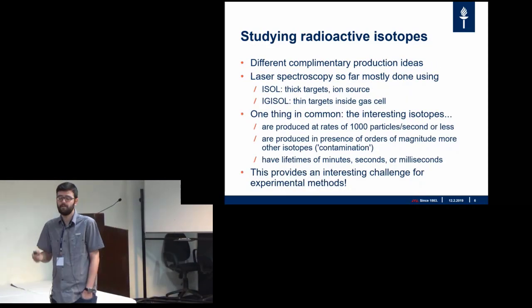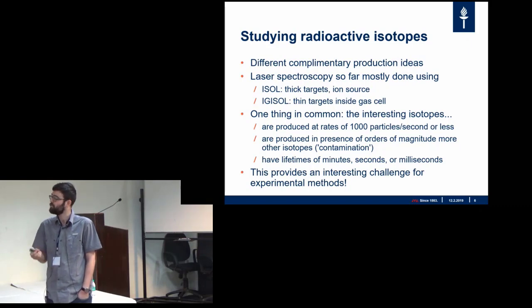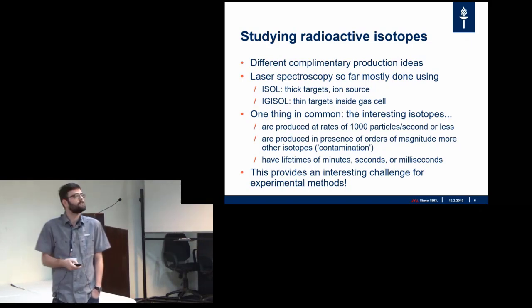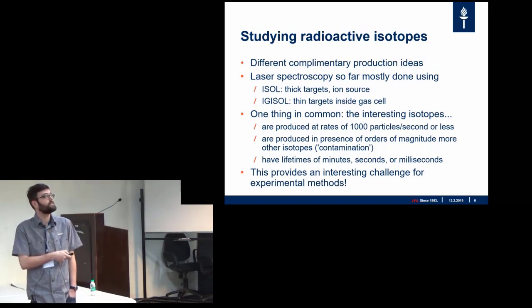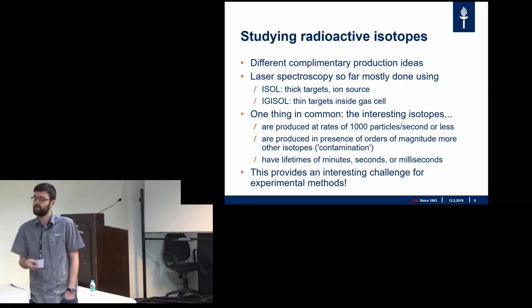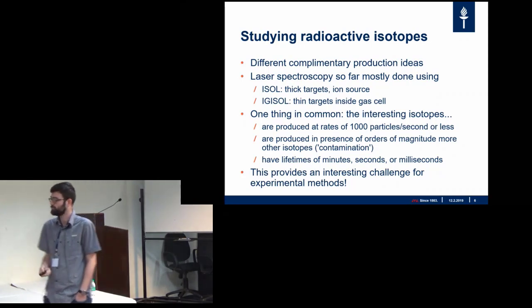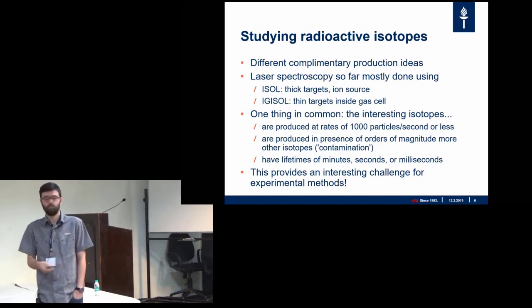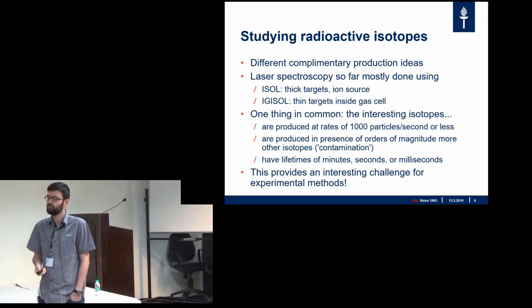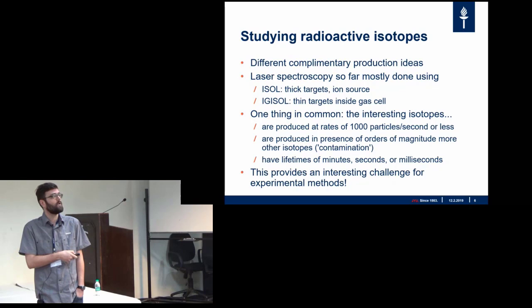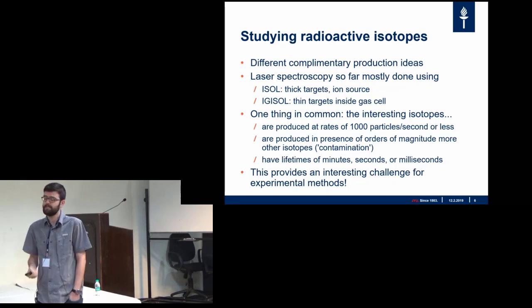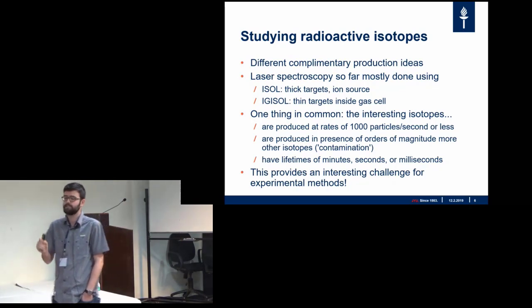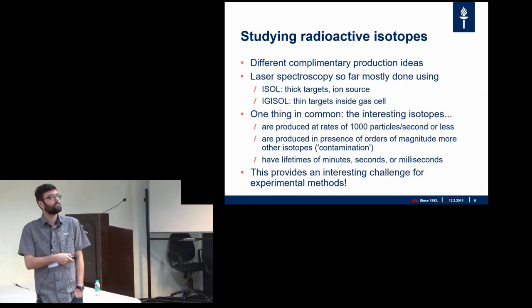And specifically for laser spectroscopy, I think so far we've exploited two kinds of production facilities, if you will. That's the ISOL method and the IFF method. And I've had the luck and the opportunity to be able to work at both. I won't go into too much detail, while specifically we work mostly at those facilities. But one thing they have in common is that the interesting nuclei that we really want to study are produced at very low production rates.